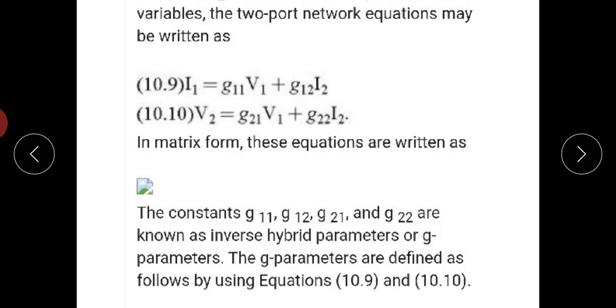So here to find G11 and G21, we have to set the I2 value equal to 0. I2 means second port current. Second port current equals 0 when the second port is open. So by opening the second port we can find G11 and G21. Similarly, to find G12 and G22 we have to set V1 equals 0. V1 means first port voltage. To set the first port voltage equal to 0, we have to short circuit the first port. So it means by opening the second port we can find G11 and G21, and by short circuiting the first port we can find G12 and G22.